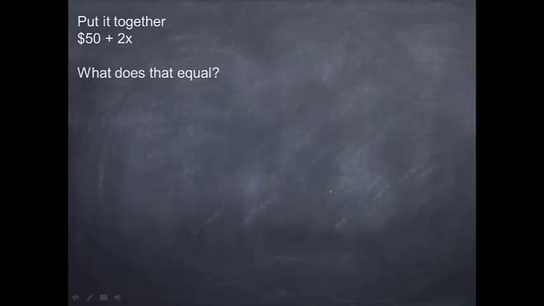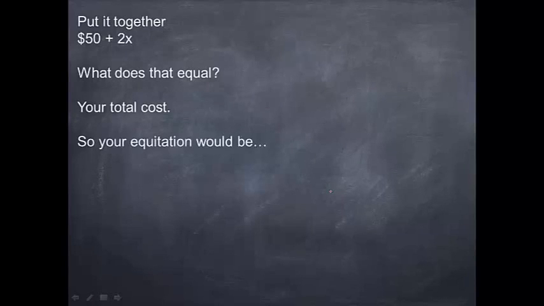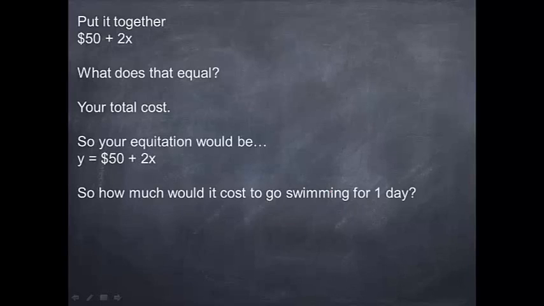So what does that equal? This is going to equal our total cost. So remember, if we look back at the equation, we know that y is going to be the total cost. So your equation is going to be written as y equals $50 plus 2x. So how much would it cost to go swimming for one day? If x represents the number of visits, wouldn't that be the same thing for days?